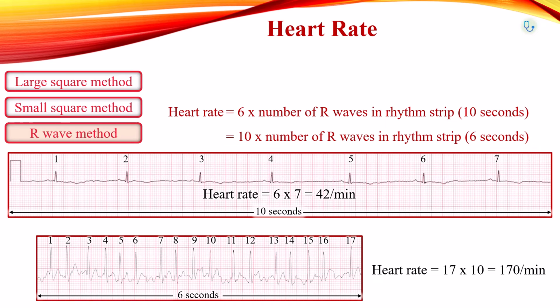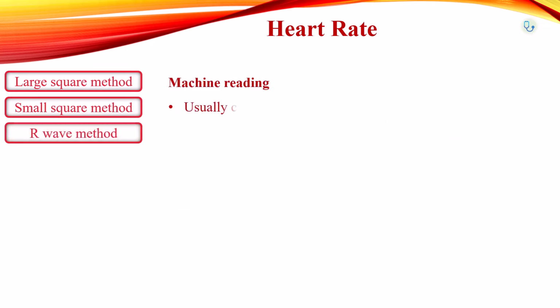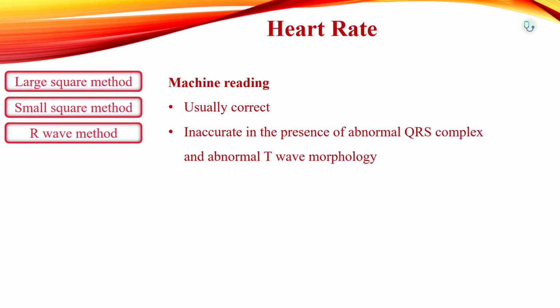The machine reading can also be used and is usually correct. However, it may occasionally be inaccurate in the presence of abnormal QRS complex and abnormal T-wave morphology. For example, machine may count peaked T waves as QRS complexes, or miss QRS complexes with reduced amplitude.